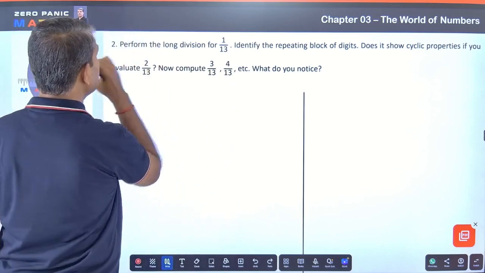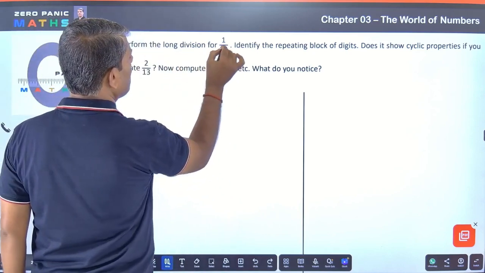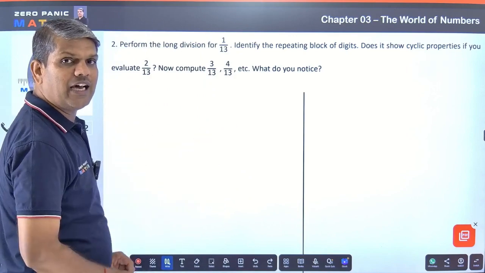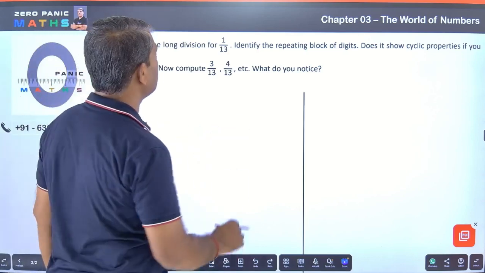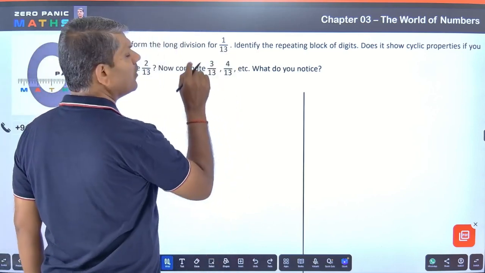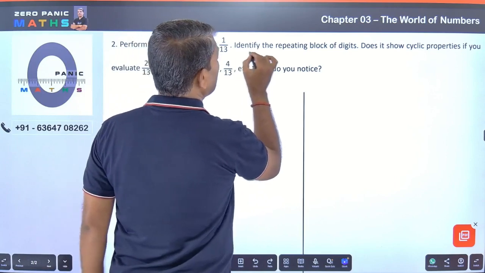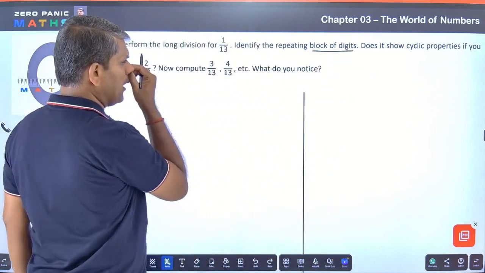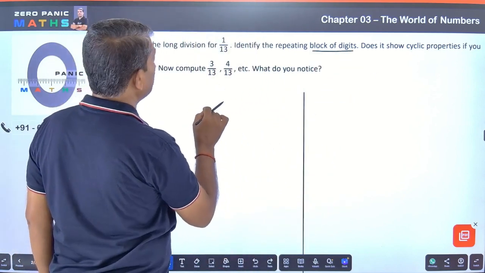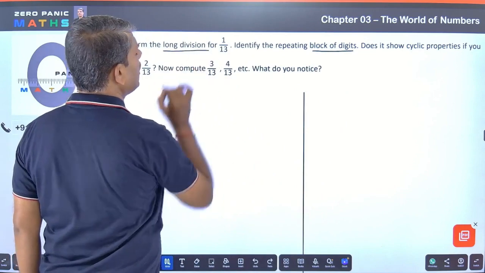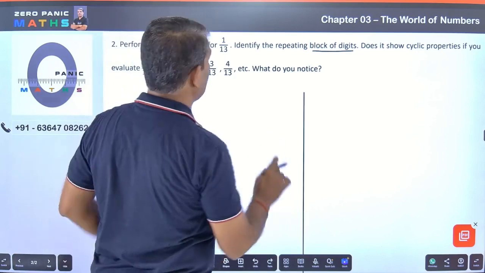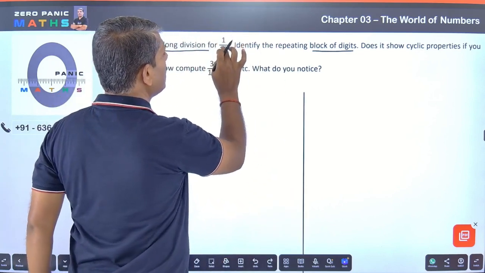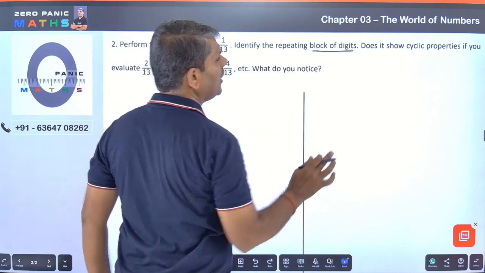Okay, let us read the problem. Perform the long division of 1 by 13. Obviously 1 by 13 is going to give us repeating decimals, because 13 is a prime number. Now identify the repeating block of digits. I'll let you know what the repeating block of digits is after performing the long division of 1 by 13. This is the first part, performing the division of 1 by 13 and identifying the repeating digits.